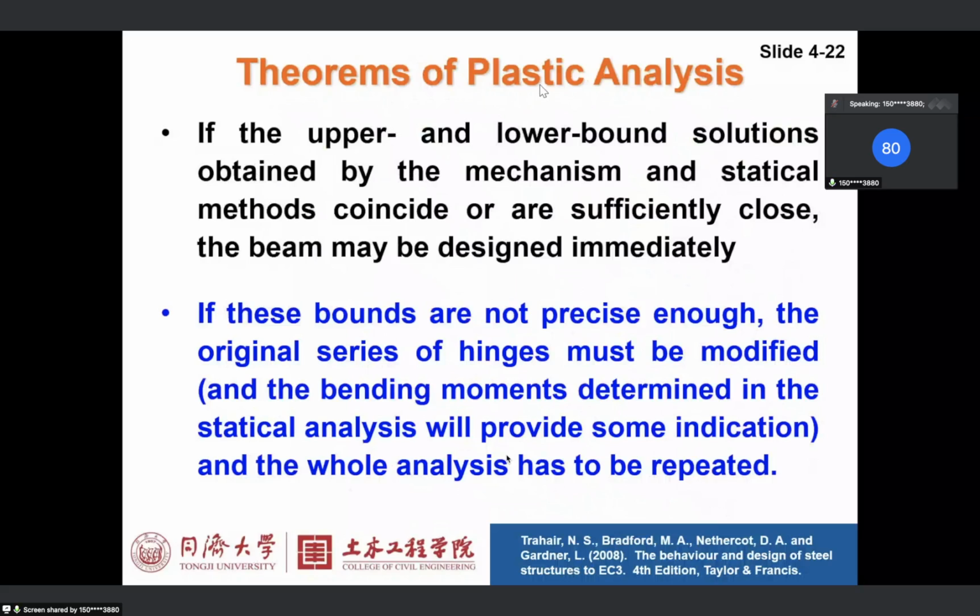So, if the upper bound and lower bound solutions obtained by the mechanism and statistical methods coincide or are sufficiently close, the beam may be designed immediately. If these bounds are not precise enough, the original series of hinges must be modified and the bending moment determined, and the whole analysis has to be repeated.